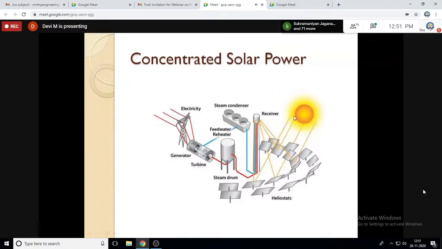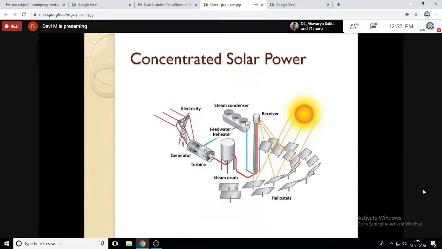So these are my mirrors. The sun rays fall on the mirror and converge to a single point. The temperature around the receiver will be 400 degrees Celsius. Again, the temperature around the receiver will be 400 degrees Celsius. This heat is given to the steam drum to boil the water, and this steam is used to run the turbine and generate electricity. You can also use this heat to evaporate or heat your liquid, whichever you want. So this is the working of solar concentrated power.